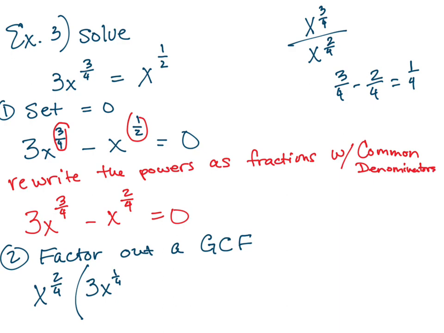You're always subtracting your powers when you're dividing out a GCF. That's why it's handy to see them as common denominators. What's left out of the second piece? If I pull x to the 2/4 out to the front, what's left? 1. Why is it 1? Because x to the 2/4 divided by x to the 2/4, the same thing on the top and the bottom of the fraction. It's not 0. It's not nothing. That fraction with the same numerator and denominator is 1. So what's left over here? 3x to the 1/4 minus 1 equals 0.